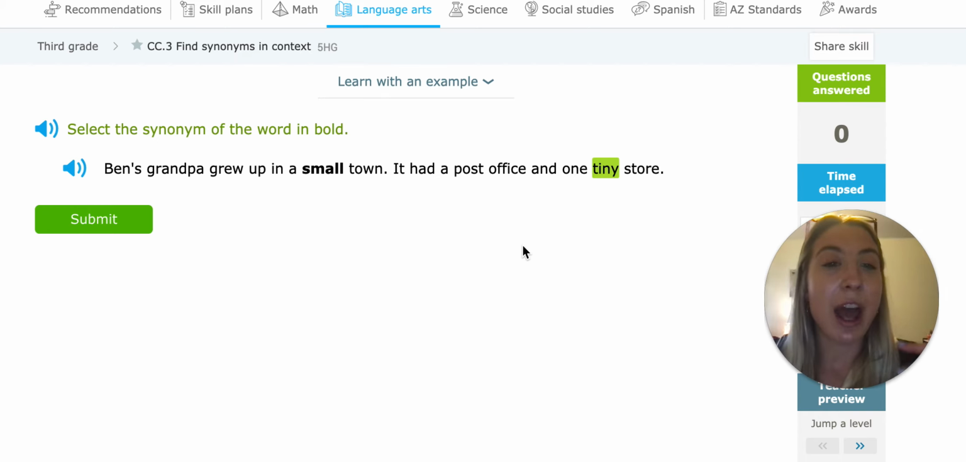And so to check that, we can also change tiny into small, see if the sentence has the same meaning. So it had a post office and one small store. So that would mean the same thing. We can interchange the words. That's how we know they are synonyms. And we got it. So let's do a few more examples together.